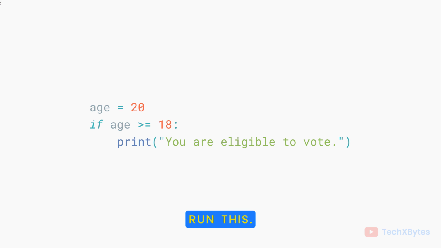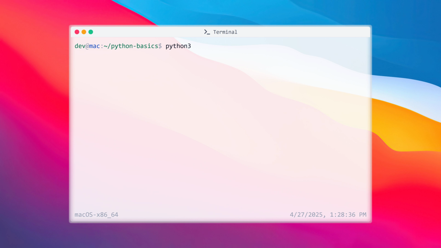Let's run this. Run python3 if_statement.py. Since the age is 20, which is greater than or equal to 18, the condition is true and you should see "You are eligible to vote" printed in the terminal. But what if the condition is false? That's where the else statement comes in.